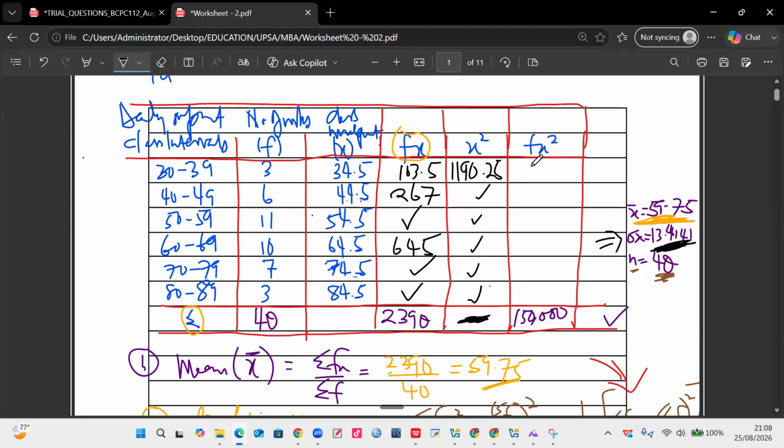Then when it comes to fx squared, you pick the 3, which is the f, multiply by the x squared. You get the fx squared. So let me try the first one. 3 times 1190.25. Can you count? 3570.75. Are you good?